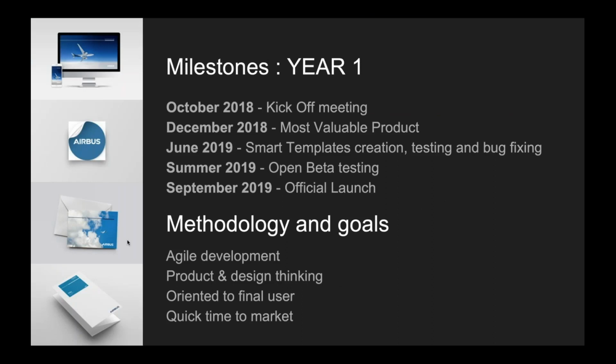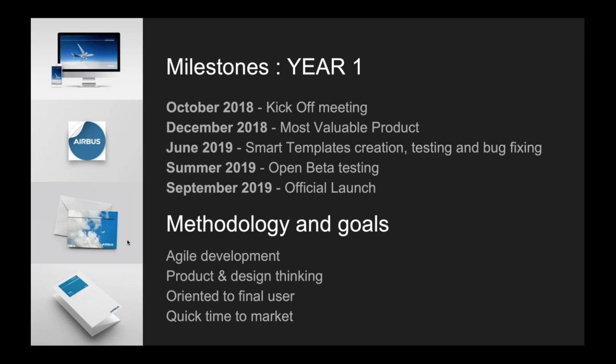For the production room, the milestone was one year. We had a kickoff meeting in October of last year. In December, we had an MVP, a minimum viable product. From December to June, we started creating smart templates, testing them, and bug fixing them. In the summer, we did the beta test. And in September, we had our official launch, from creating the template to the printer.